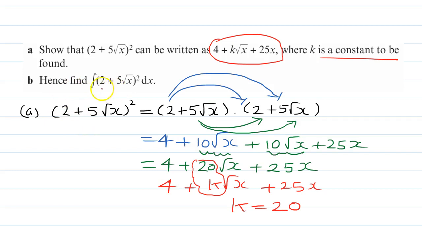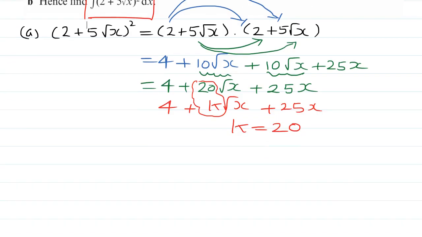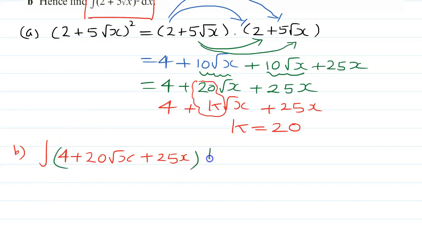Now the B part is saying find the integral of (2 + 5√x)² dx. So we need to find the integration of this as well. So let's do integration. Because we have explained this, we can put this value straight away: the integral of 4 + 20√x + 25x. Okay, so let's integrate. This is the B part, with respect to dx.